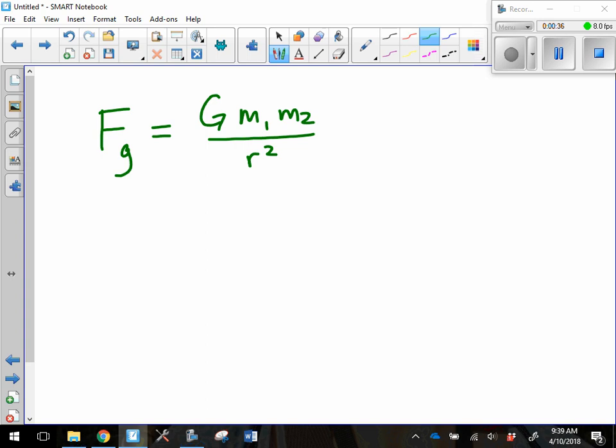Okay, where M1 and M2 are the masses that I'm talking about. They're separated by a distance r. This force is always attractive.